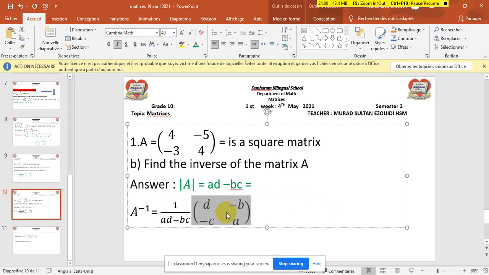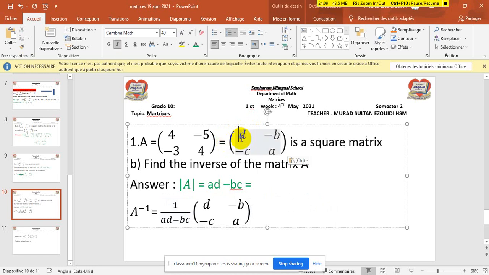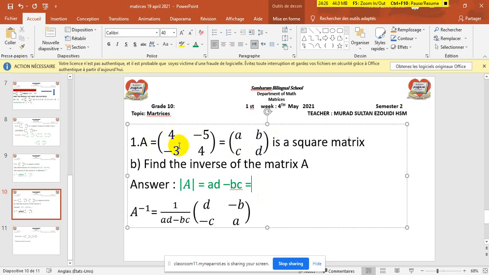Copy and paste. Look, I will show you why A is 4 and D is 4. I will make A as it is. This is B as it is, my matrix. This is D, my daughters, and this one is C as it is. So this is the first matrix A. We told 4 is equal to A, negative 5 is equal to B, negative 3 is equal to C, and D is equal to 4.